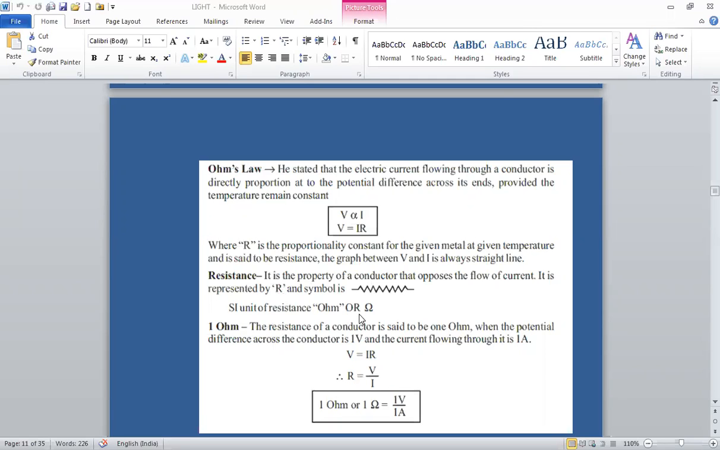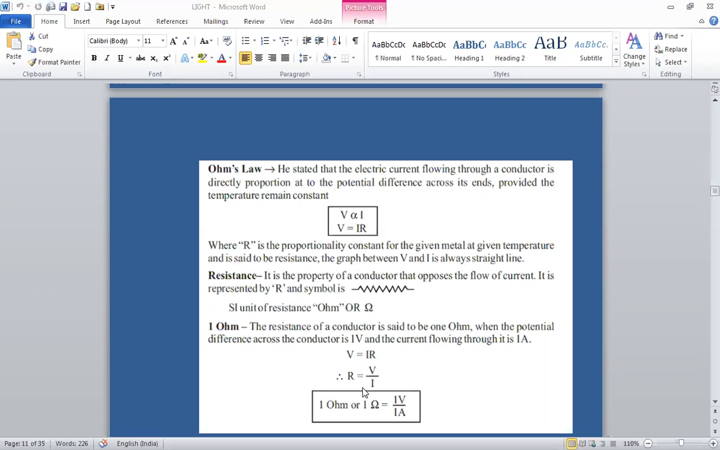So we can say 1 ohm is the resistance of a conductor when the potential difference across the conductor is 1 volt and the current flowing through it is 1 ampere. As given, V is equal to IR, or I is equal to V by R. 1 ohm is equal to 1 volt upon 1 ampere.